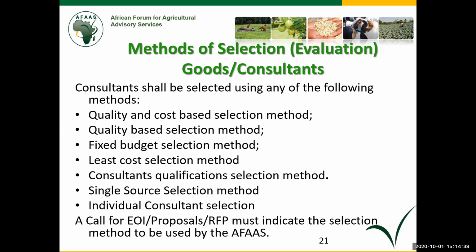So a call for expression of interest or proposal, request for proposal, must indicate the selection method to be used by AFAS. That's why you will always see in our calls that the method for solicitation will either be single source, quality cost-based selection, or consultant qualification selection. The burden of knowing how this methodology works rests with the consultant or the provider or the supplier, because he must go and read the relevant manuals to understand how it works. On the side of AFAS and the country fora, we shall be giving appropriate guidance whenever you require any help.